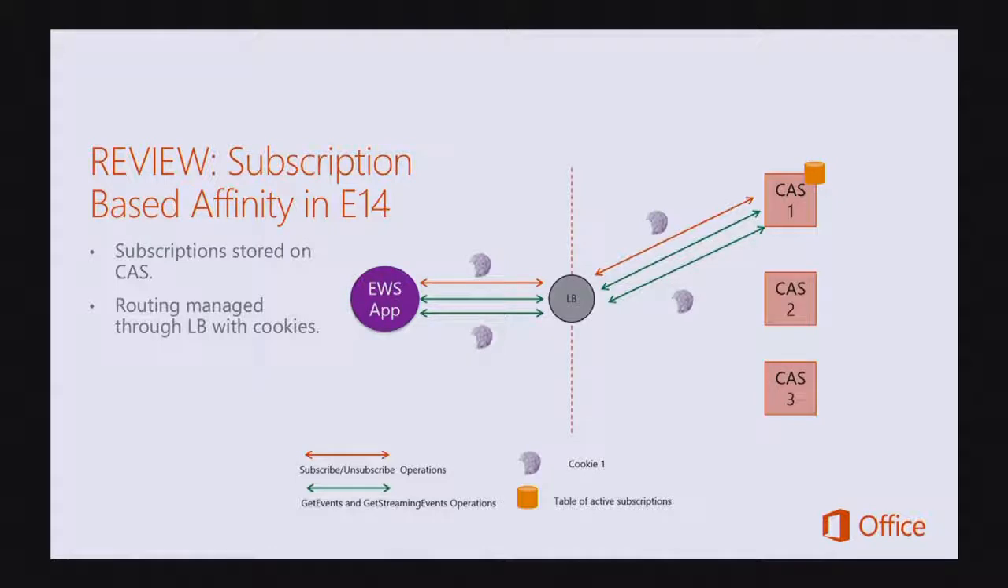So this is a slide I used in Wave 14. If you have an EWS app that's going through a load balancer in Wave 14, you had an Exchange cookie, and you basically ping-pong that back and forth for all of your requests. And that would create affinity between you and a CAS server. In Wave 14, the subscription table and all the subscriptions that you used were stored on the CAS server. And so you basically just use this Exchange cookie to get back to the right place.